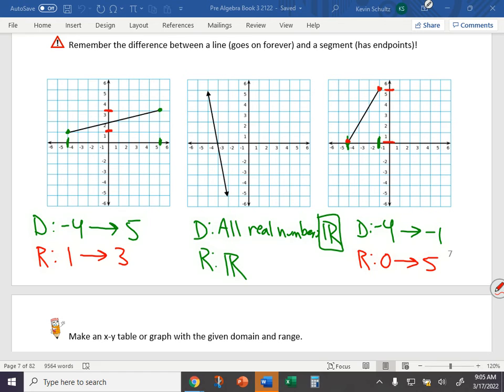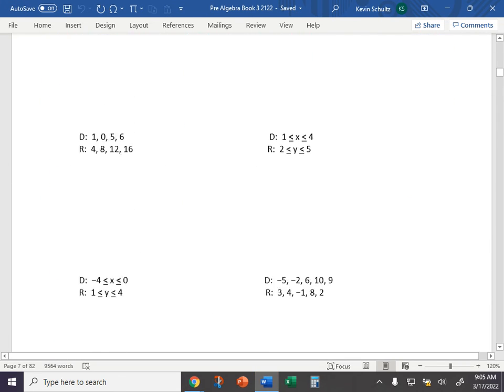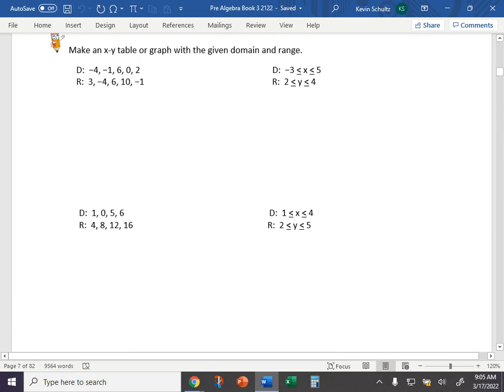All right. So let's go to the backside. Okay. It says make an XY table or a graph with the given domain and range. So you can't always use a table, right? Because a table would be easier, but if you're dealing with the graph, then you can't use a table because you have to include all those decimals and all those fractions. So you gotta look at the information given and decide, what is this saying?